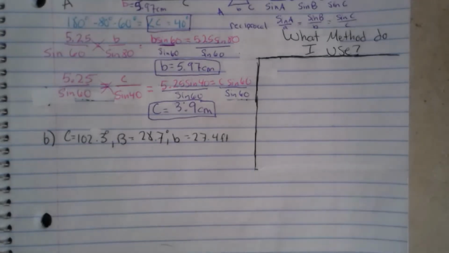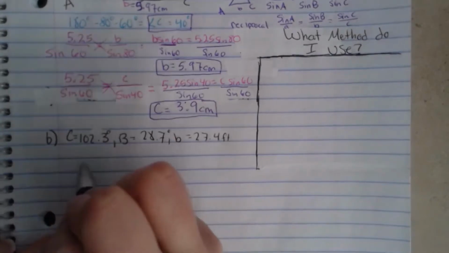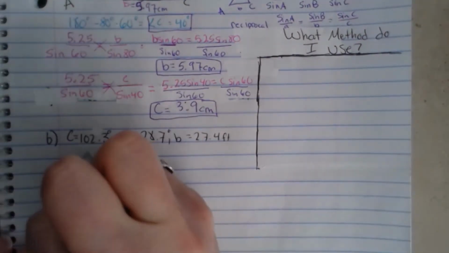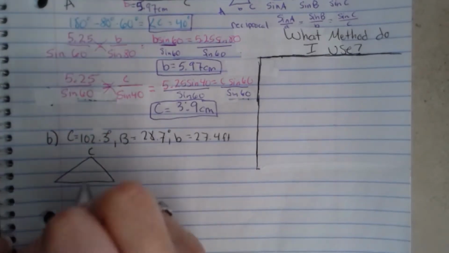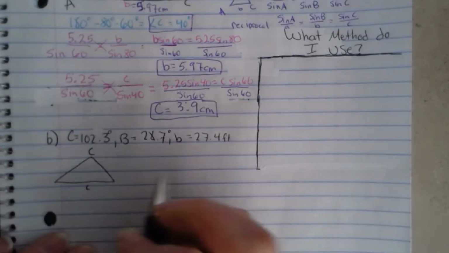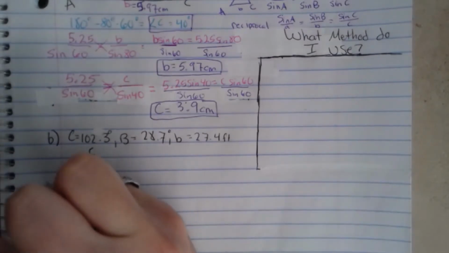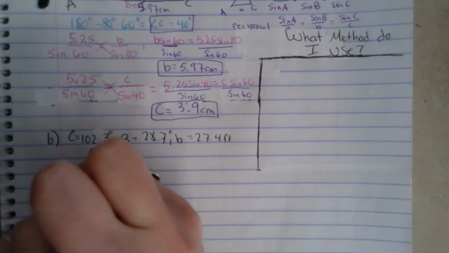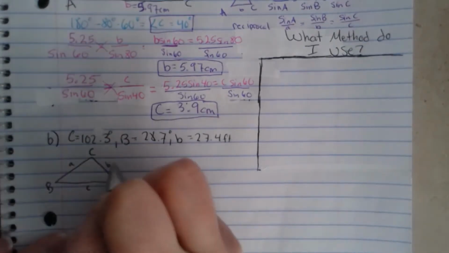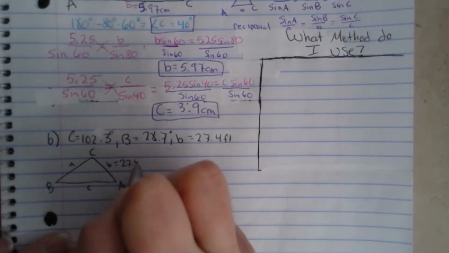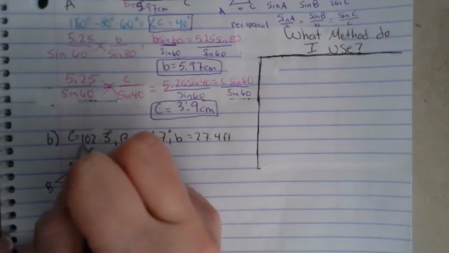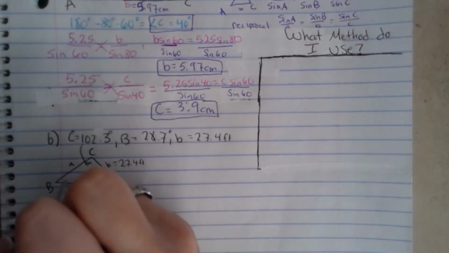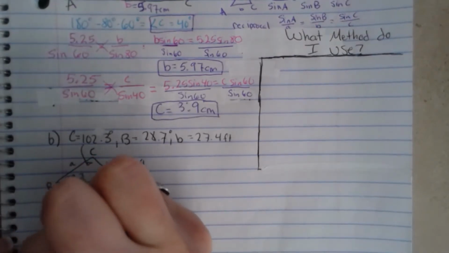Personally, I like to set up my triangle. So I'm just going to draw a triangle, doesn't matter how. I'm going to make this my C, so across from that would be little c. Let's say this is B, so little b, and that has to be A and little a. So b is 27.4 feet, C is 102.3 degrees, and B is 28.7 degrees.